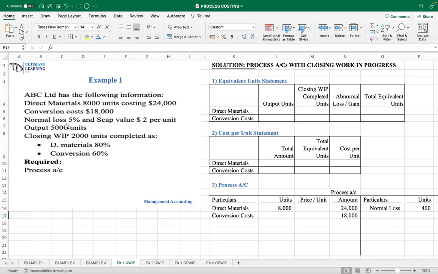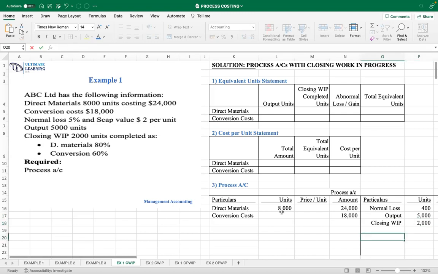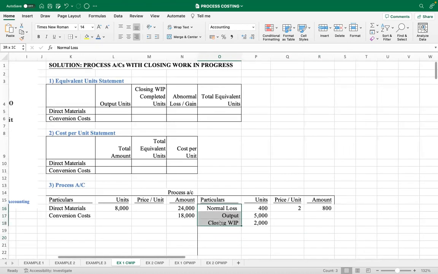Next, we have output is 5,000 units. And you can see here, we also have closing work in progress, 2,000 units. Closing work in progress is 2,000 units. Now, the remaining thing is percentage of completion. I'll show you how to account for them.